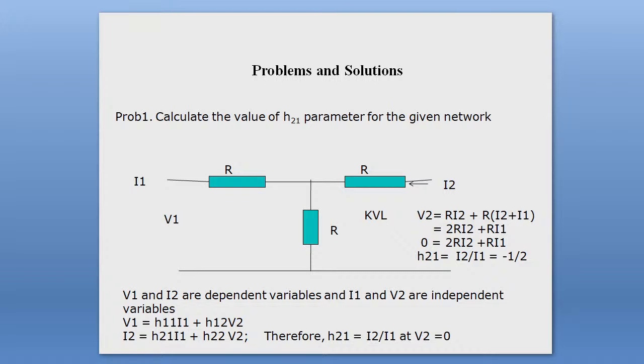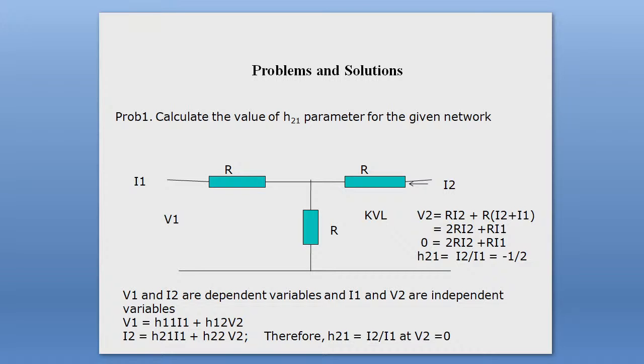right-hand side loop or left-hand side loop, whichever is required, you consider that one to calculate the values of any parameter, h11, h22, h12, h21. You can calculate yourself by considering either loop, right-hand side loop or left-hand side loop. You must use KVL, mesh equation. It is easy for you.